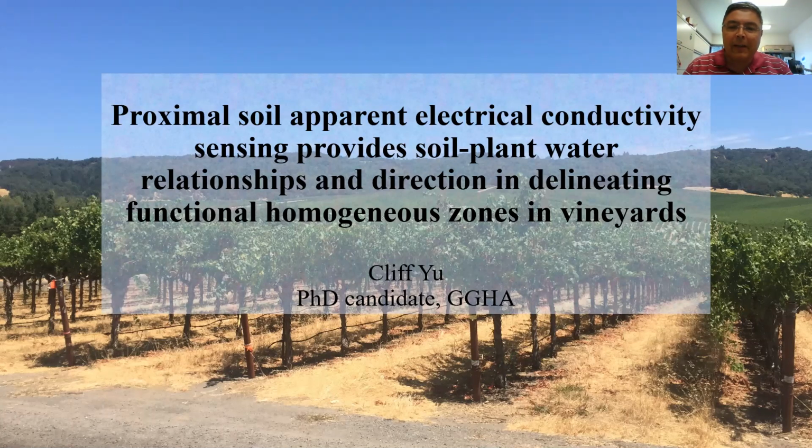So he studied a great deal about proximal sensing of soil apparent electrical conductivity with soil-plant water relationships. And he used this information to provide direction in delineating functional homogeneous zones in vineyards. So far, Cliff has put out close to 8 papers. We have one more that's ready to be submitted. So I think he's done quite well, averaging about 2 papers a year from the lab.